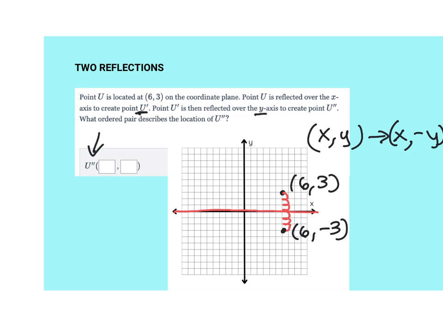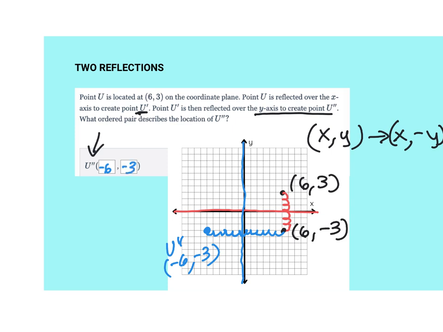Now they ask you to reflect it over the y-axis for U double primed. So I'm going to draw that in blue. And I actually think this is really fun because you get to do multiple steps. And I'm going to bounce in 1, 2, 3, 4, 5, 6. 1, 2, 3, 4, 5, 6. And now I can count my spot, and I would say U double primed would be -6, -3. So when I do that, I end up with U double primed being -6, -3.